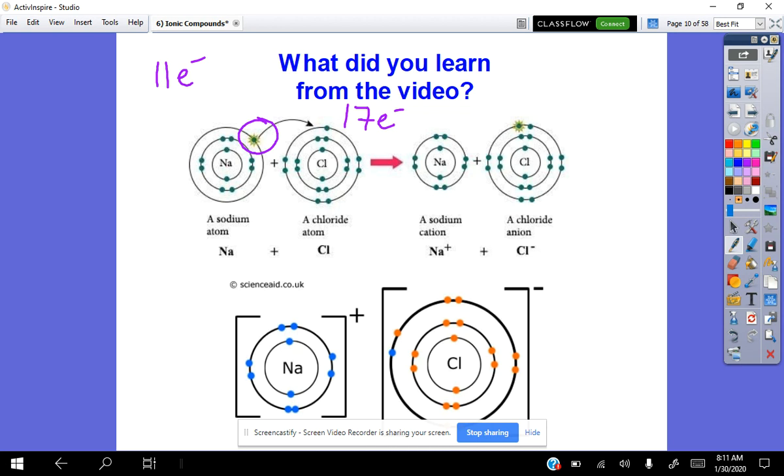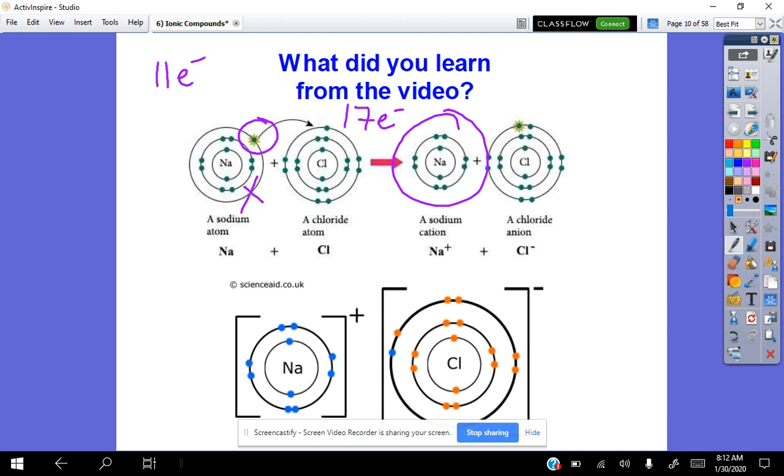The thing is, where are they gaining them from? They're not just popping up out of thin air, right? They're coming from each other. There's a transfer that has to occur here. So a transfer of an electron from sodium to chlorine occurs. And what you'll notice is this third ring on the sodium atom disappears. It's gone. That's because there are no electrons in that outer shell anymore.